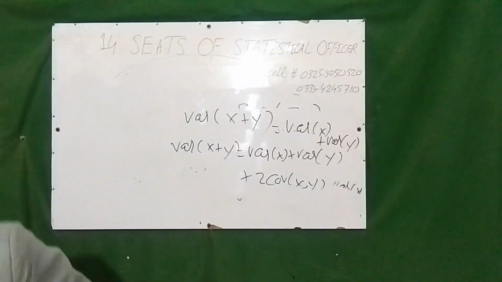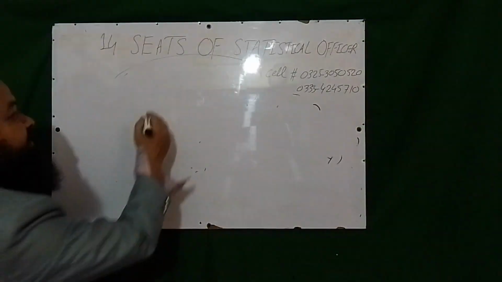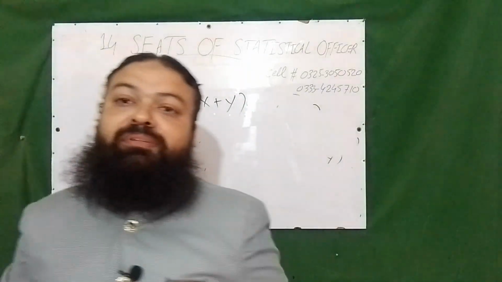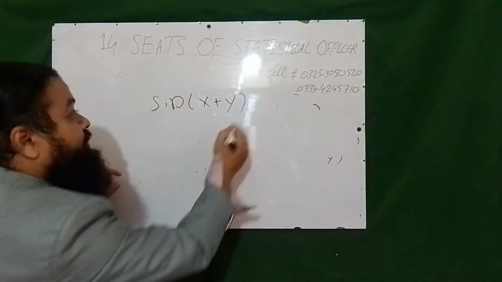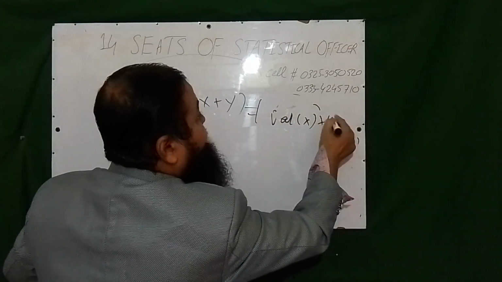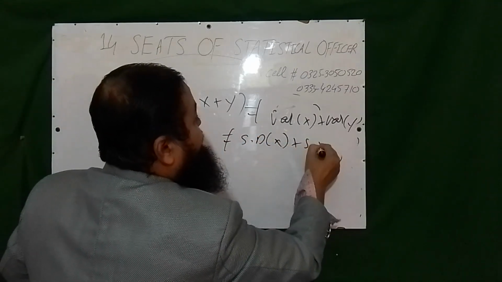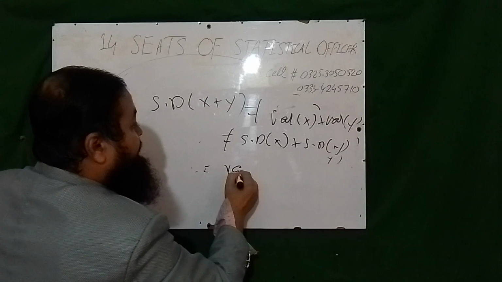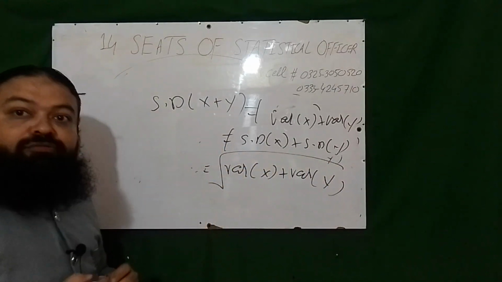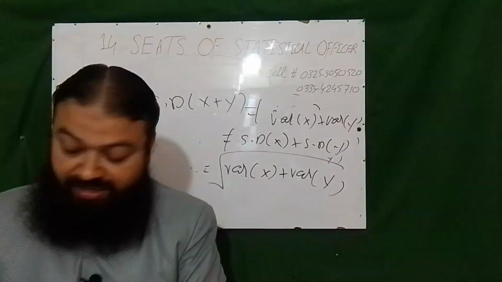And one very important question I will discuss with you: standard deviation of x plus y. I have seen many students commit the mistake. That will not be equal to variance of x plus variance of y, and it will not be equal to standard deviation of x plus standard deviation of y, but it will be equal to variance of x plus variance of y under the root. Very important one. They can give you the values, just substitute the values and get the required answer.